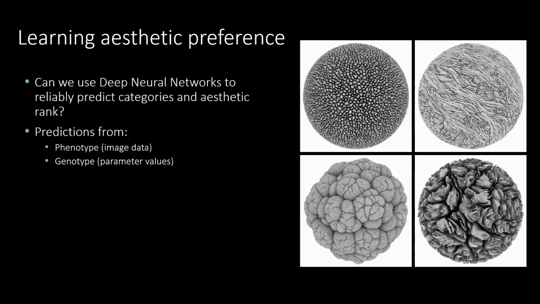The next question we looked at was whether deep neural networks could be used to get reliable predictions of the subjectively assigned categories and aesthetic rank for each sample. Again, we looked at doing the predictions based on both the phenotype data, using the rendered images of the forms, and using the genotype parameters used to generate each form.